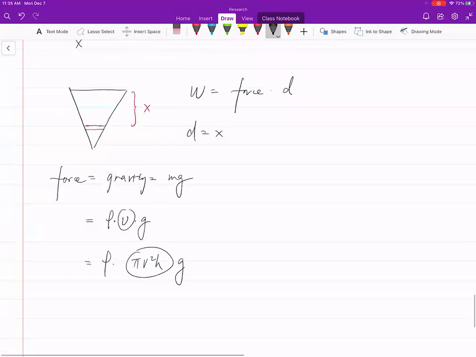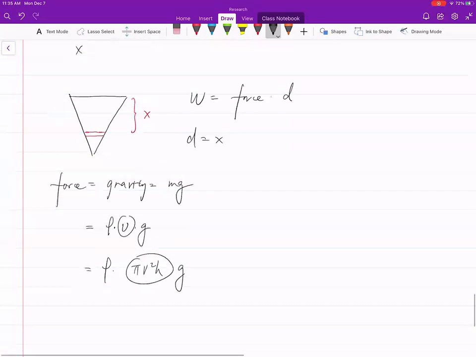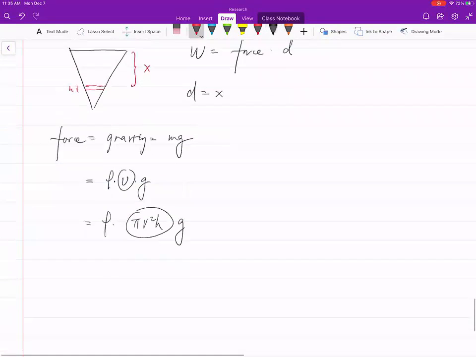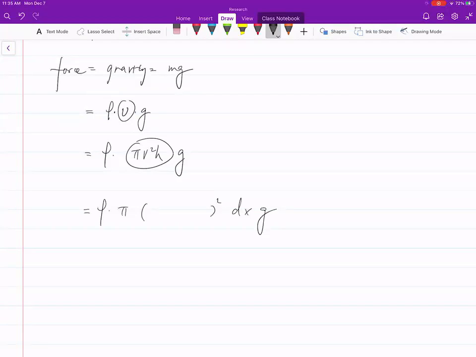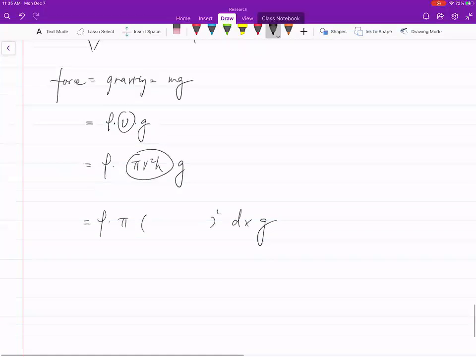Let's draw it. You have this thing here. This is your h. Can you see your h is dx, or delta x before you take the limit? That's how thick this thing is. So the only thing left is r. And how do you figure out r?